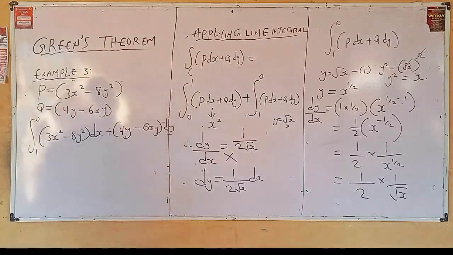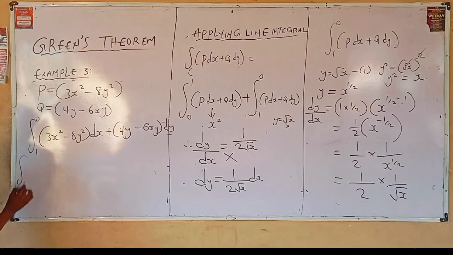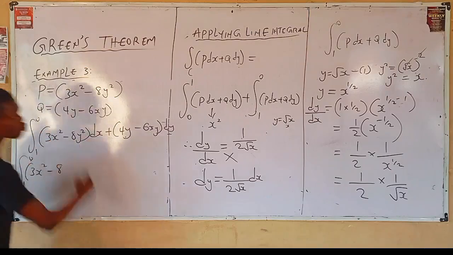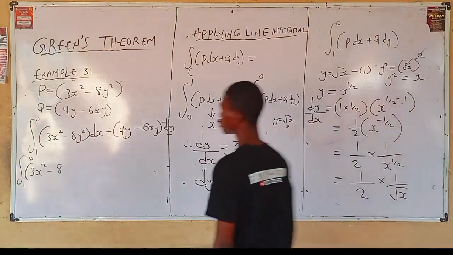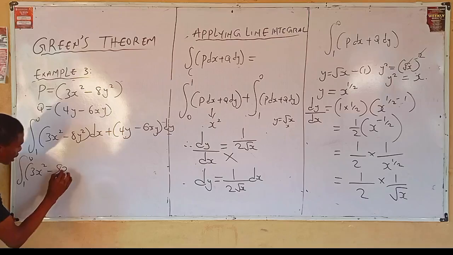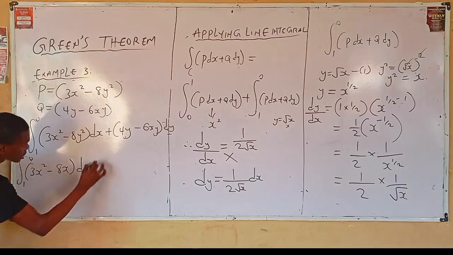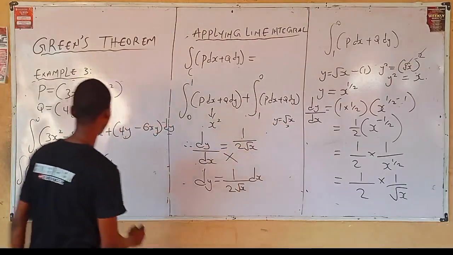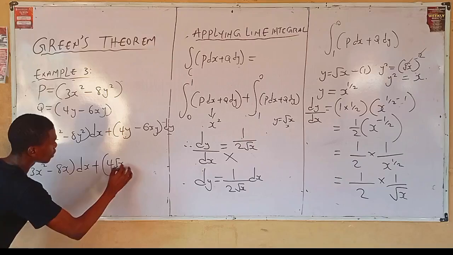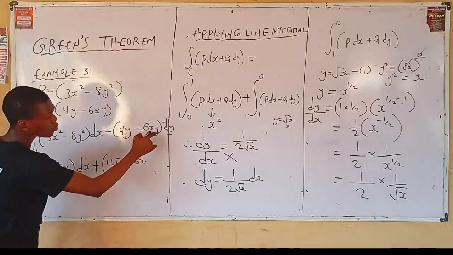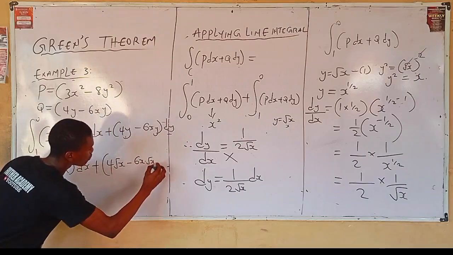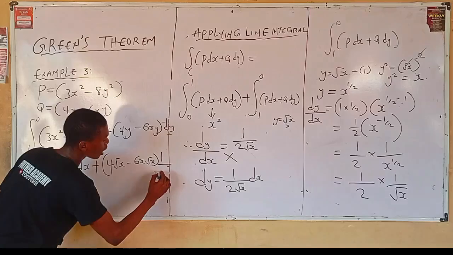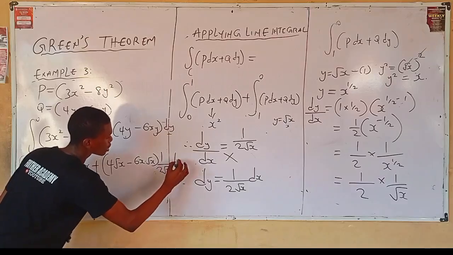Now let's substitute what we've evaluated. I have integral 1 to 0, 3x squared minus 8 times y squared. For y squared, substitute what? x. So I have minus 8x, all into bracket dx, plus all into bracket 4 times y, substitute square root of x, minus 6x times y again, multiply what? Square root of x. And dy, substitute this, meaning 1 over 2 square root of x dx.